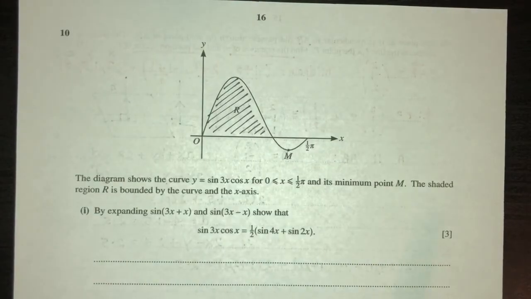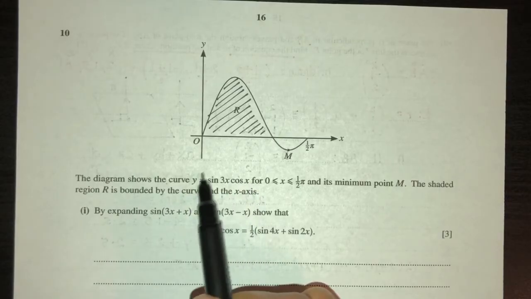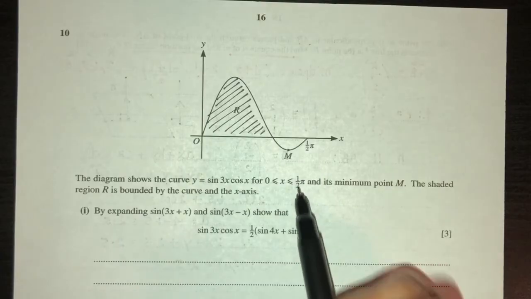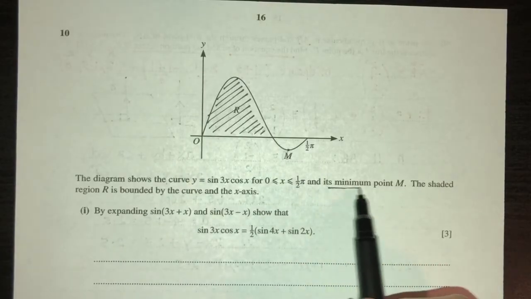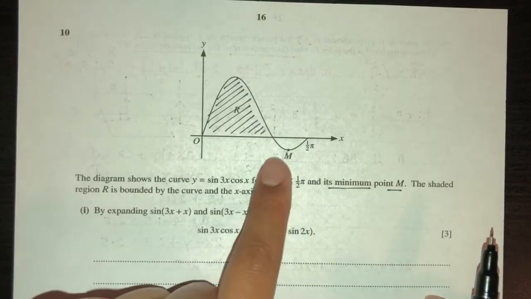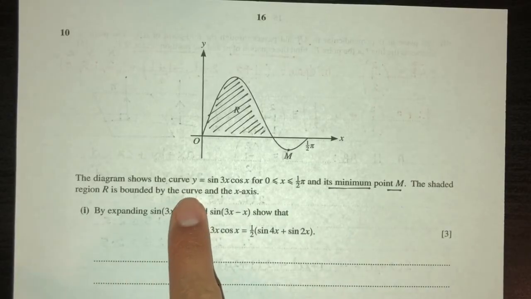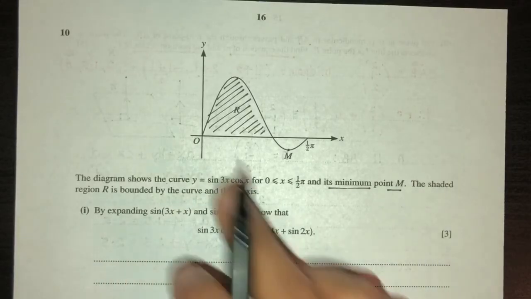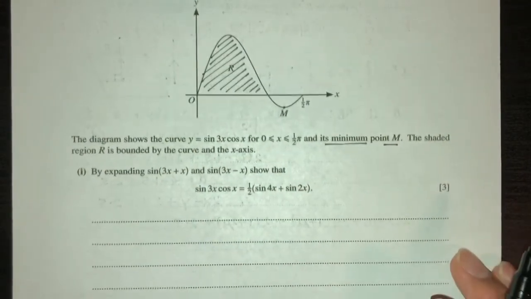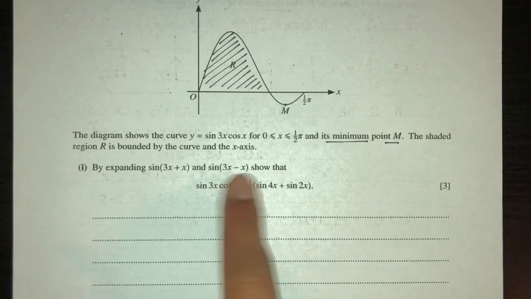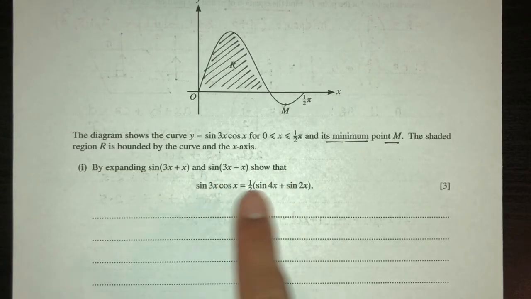Okay, so let's move on to question number 10. The diagram shows the curve y equal to this equation for this domain from 0 to 1 over 2 pi, and its minimum point M is given to you right here. Now the shaded region is bounded by the curve and the x-axis, as you can see on the diagram. Now the question is, by expanding this and this, show that we have this equal to this.